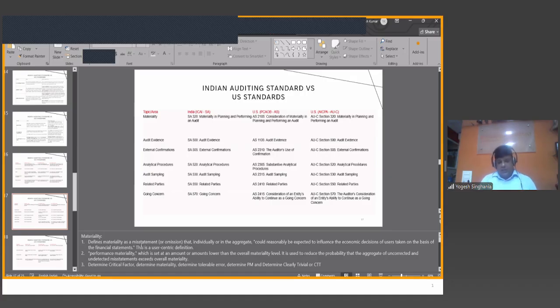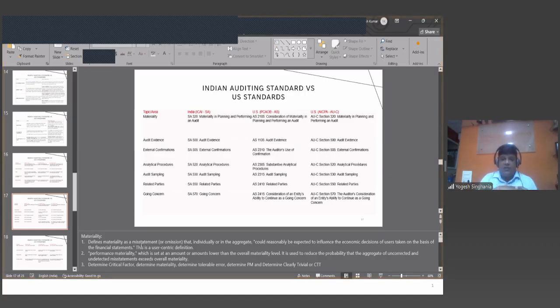Going concern, another area where very often you will find inspection findings. Going concern, the auditor is supposed to, we have a basic convention that the business will go on, and then based on that we audit it.